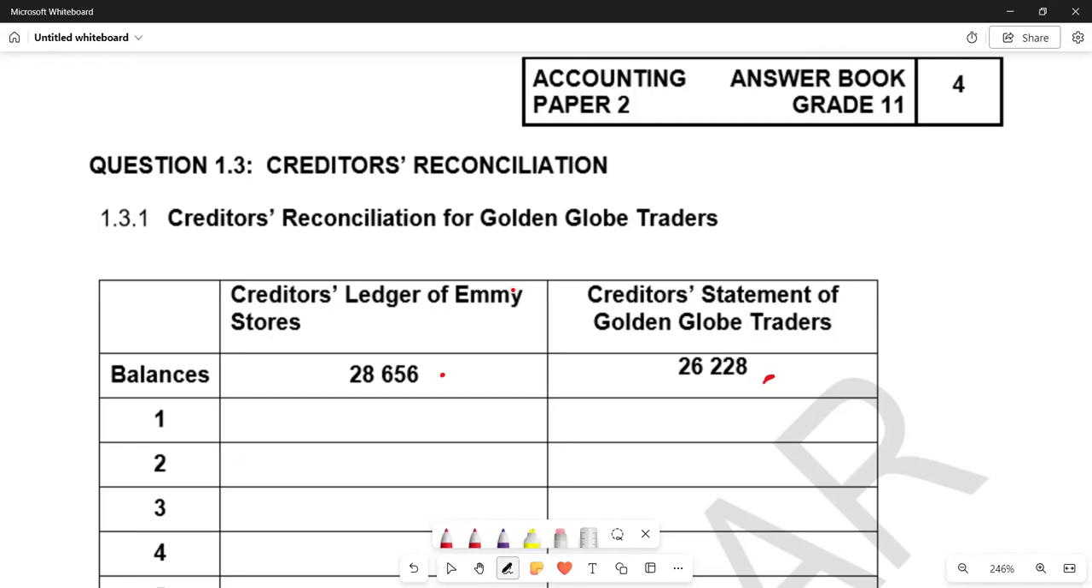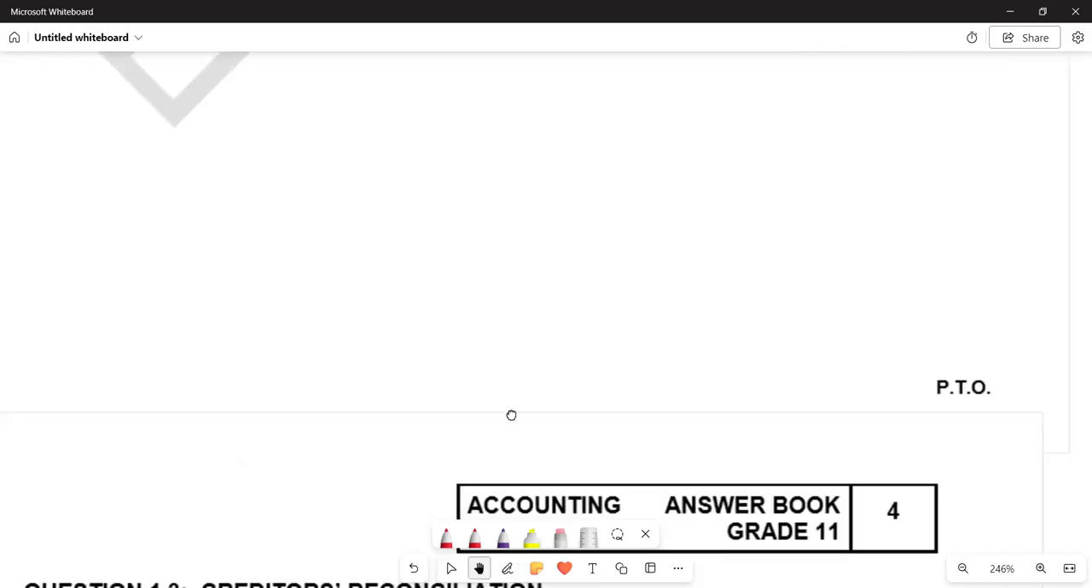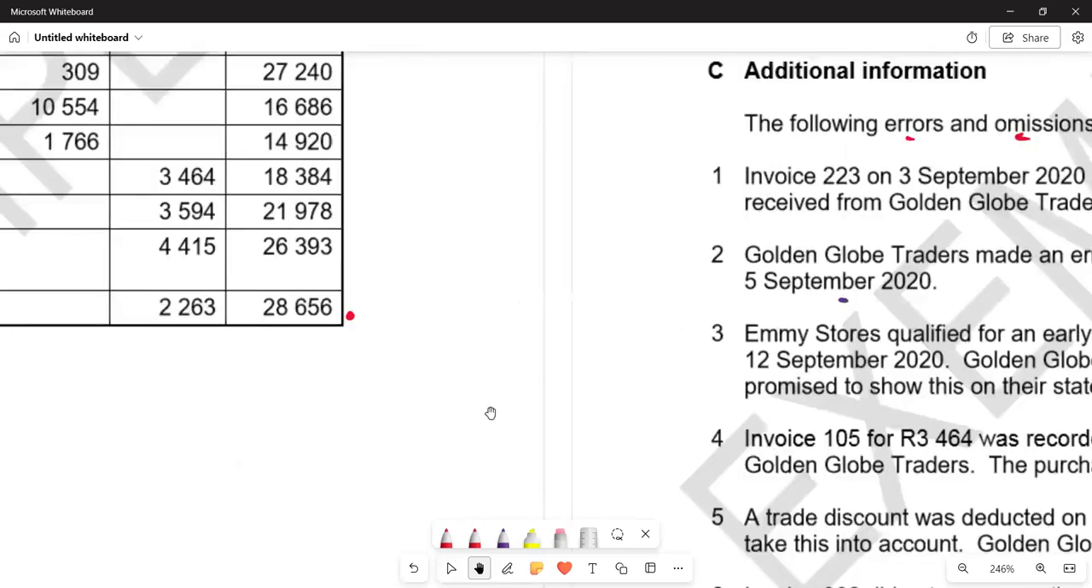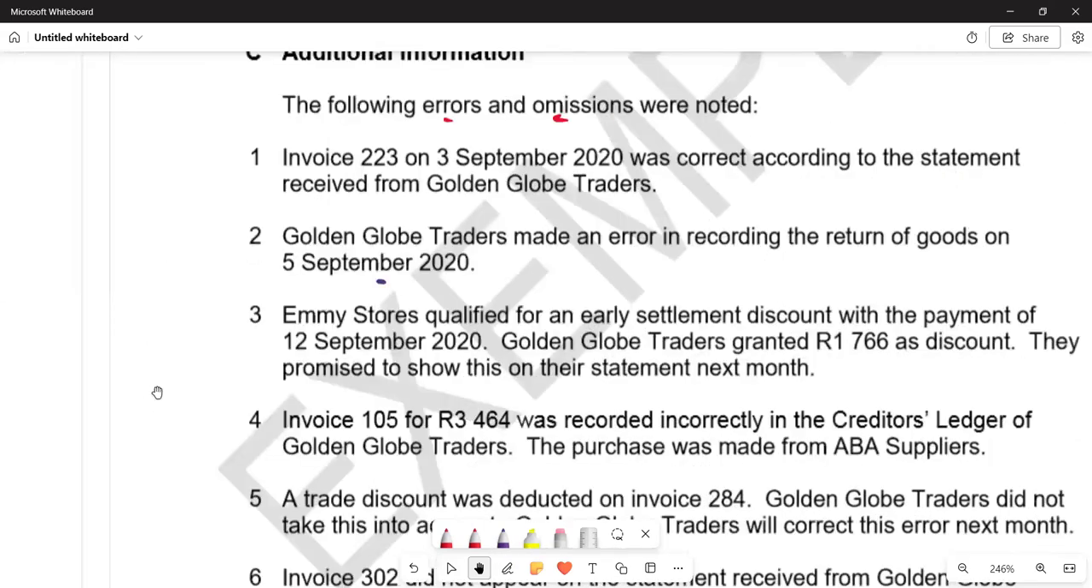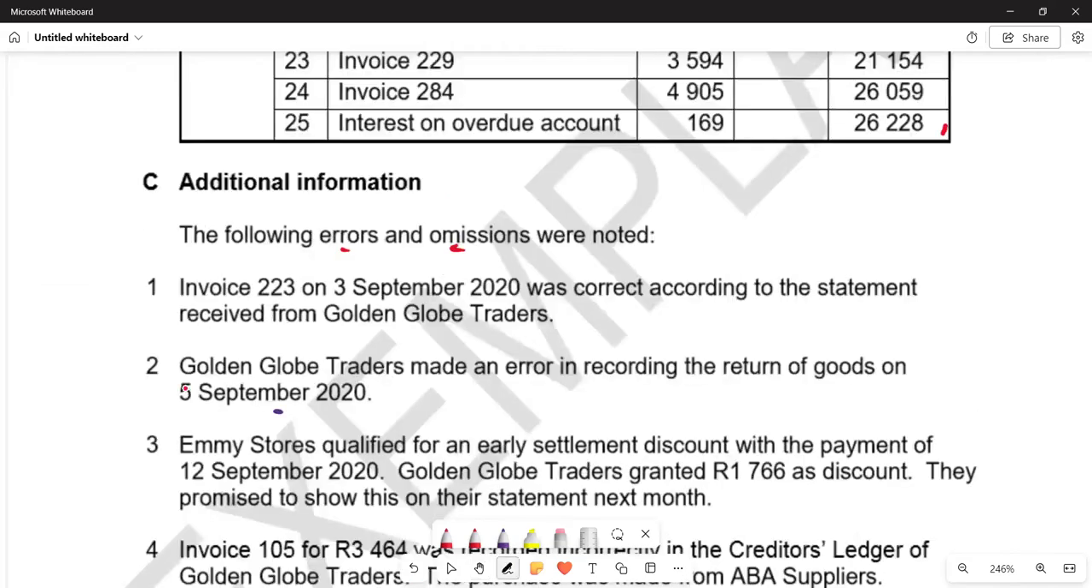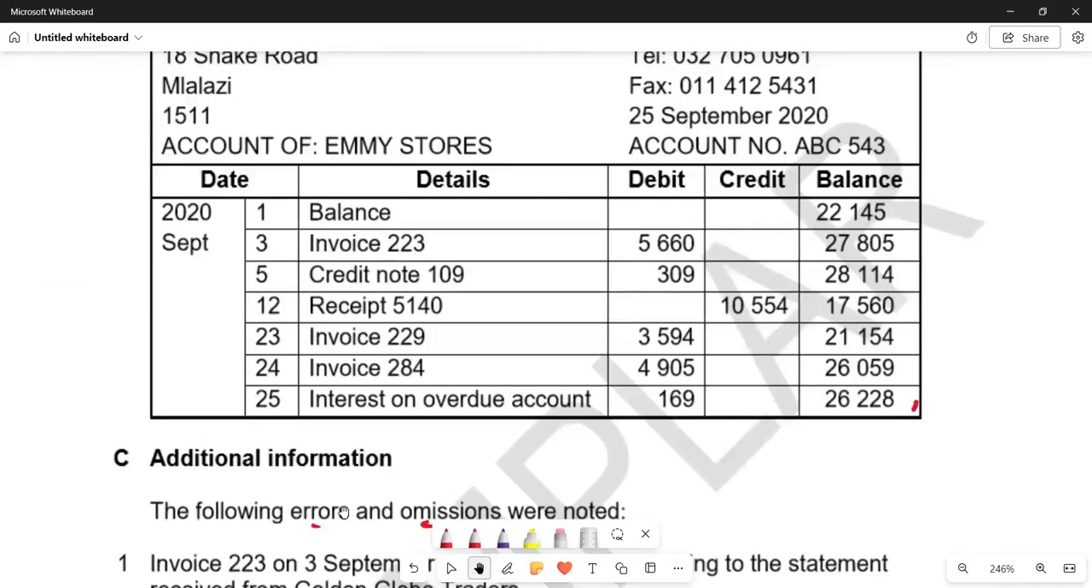So we go to the first error and try to see what we have, so that we can correct it. If you come here, you'd see that our first error is information one, which says invoice 223 on 3 September 2020 was correct according to the statement received from our Golden Globe trader. So we go to invoice 223 on the statement, and it's being said it's correct. This is invoice 223 here, and it costs 5,660, which means it's correct on the statement of account.